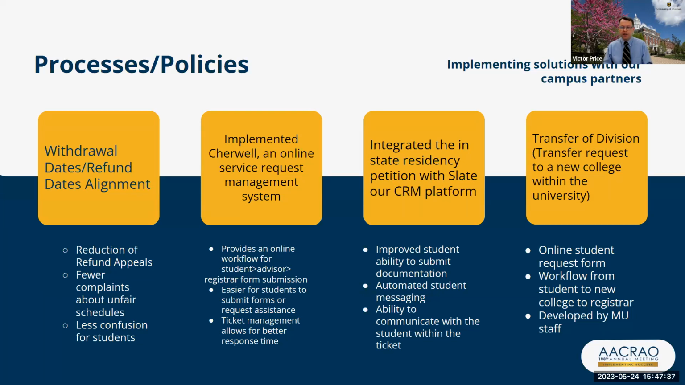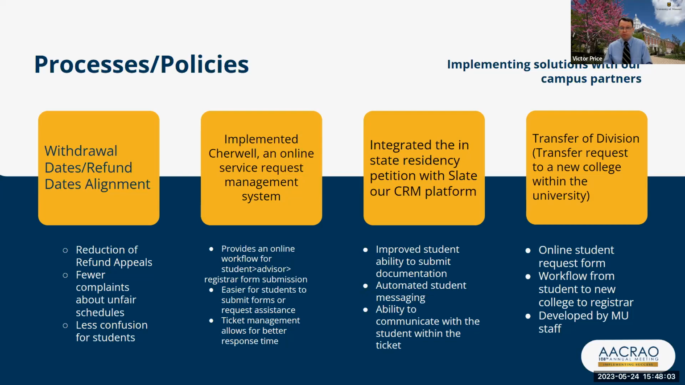And then finally, transfer of division. What that means at our university is when a student wants to move from one academic division, college, to another, say I want to leave engineering and I want to join business, the student has to request that, and they have to be admitted and be allowed to move their academic home to the new unit. We have an online process for that. It also has workflow.